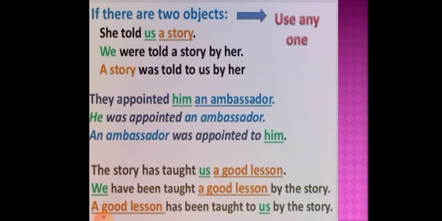The story has taught us a good lesson. Two objects again: us and good lesson. We will use any one object in one sentence. We have been taught a good lesson by the story. A good lesson has been taught to us by the story.